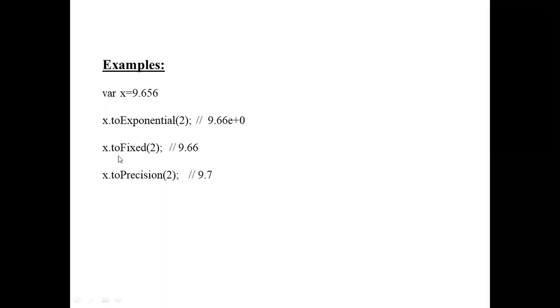Okay, so if you give x.toFixed(4), your x value is 9.656, fourth value 0.6560. Okay, if you give x.toPrecision(4), what is the value? Total 4 values, that is 9.656. Okay, these are the number objects.